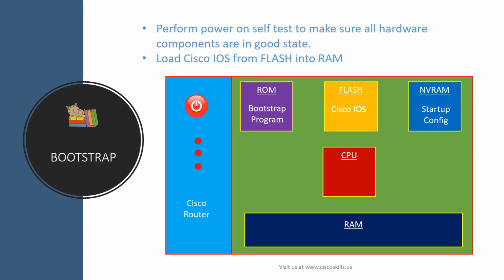The moment we press the power button, CPU started executing bootstrap program in ROM. The bootstrap program instructed the CPU to perform power on self test to make sure all hardware components are in good state. It then instructed the CPU to load Cisco IOS from flash into RAM.